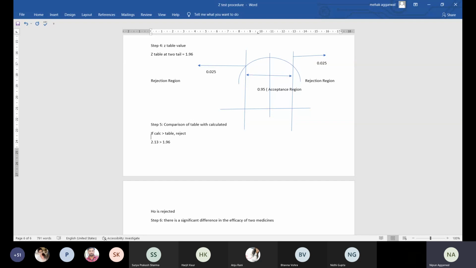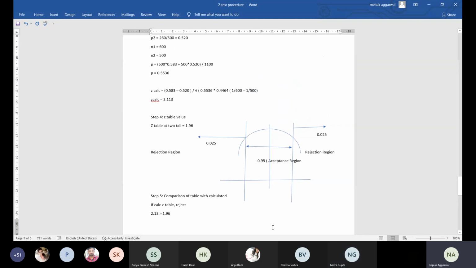So we have a higher proportion, 0.583, for medicine 1. So yes, that automatically says medicine 1 is better, because there will be more individuals who are better with medicine 1. So there will be a higher proportion for medicine 1 as compared to medicine 2. So it automatically tells that medicine 1 is better.